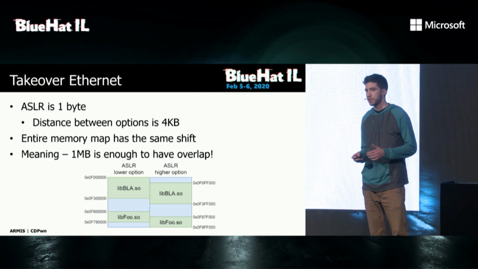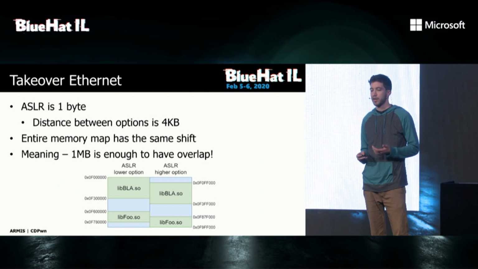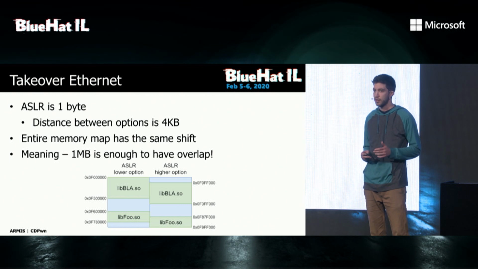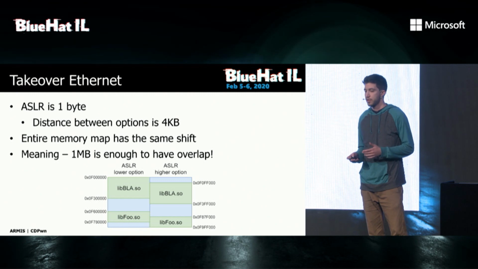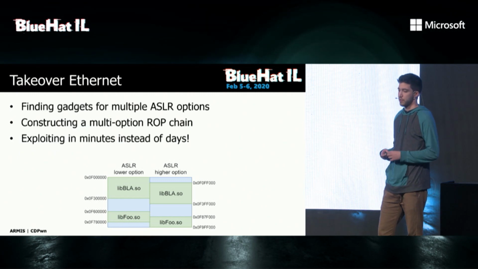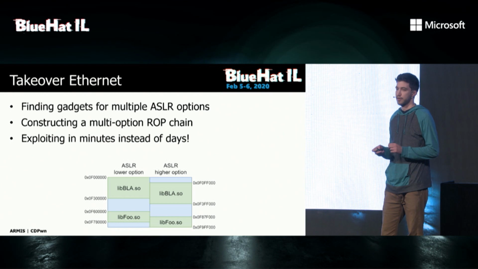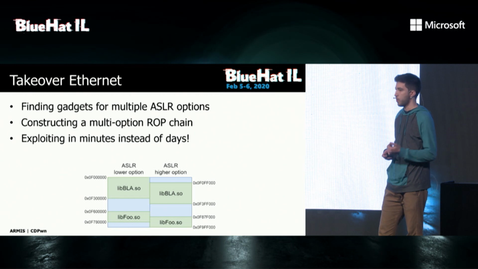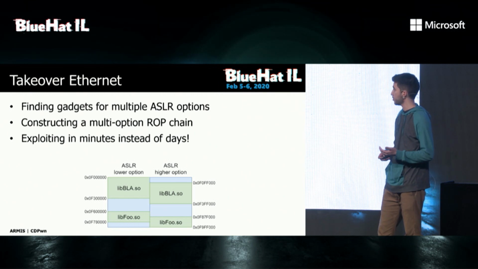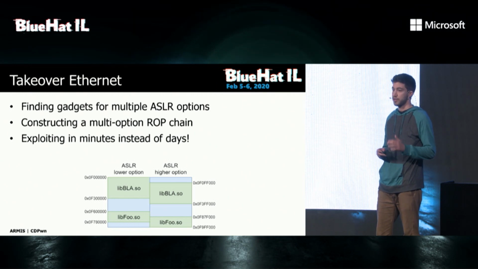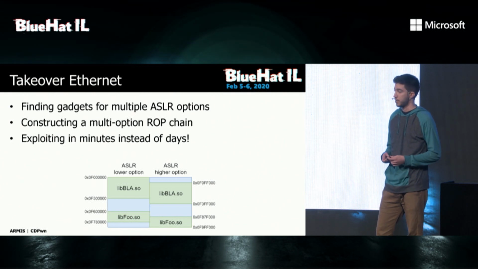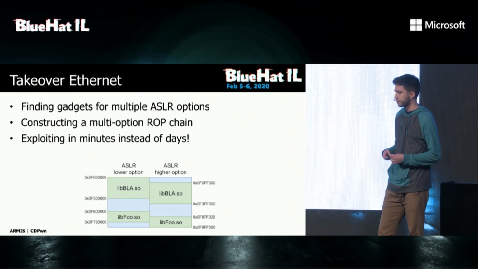So if you put the numbers together, every library with 1 megabyte of text section is going to have overlap between the options of the ASLR. So the same addresses can be found to be mapped to code. So what we did is we used that to find multiple ASLR options and construct a multi-option ROP chain. So one attempt to take an exploit is going to work on multiple ASLR options, giving us the ability to exploit in minutes instead of days when trying all the possibilities.